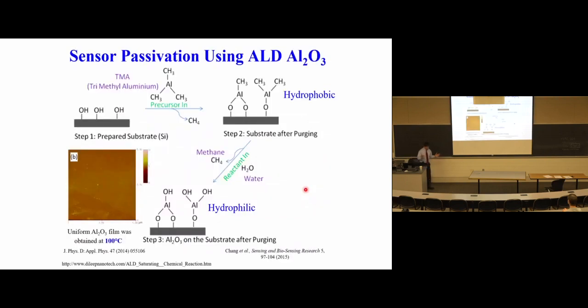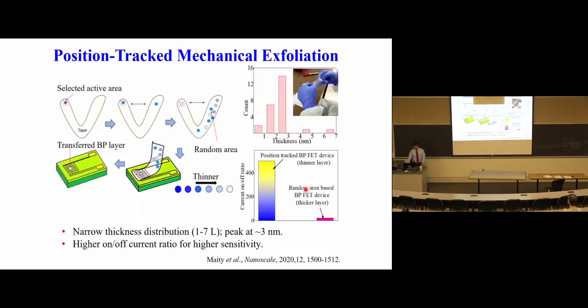On the surface of the device, you can also use different passivation layers to achieve the desired hydrophobicity or hydrophilicity for your applications. Very often, we would like to have hydrophilic surfaces so that water can have really good contact with the sensor surface to achieve sensitivity.